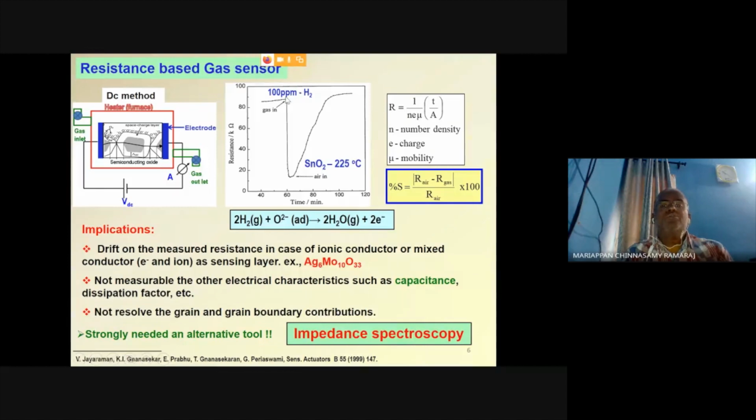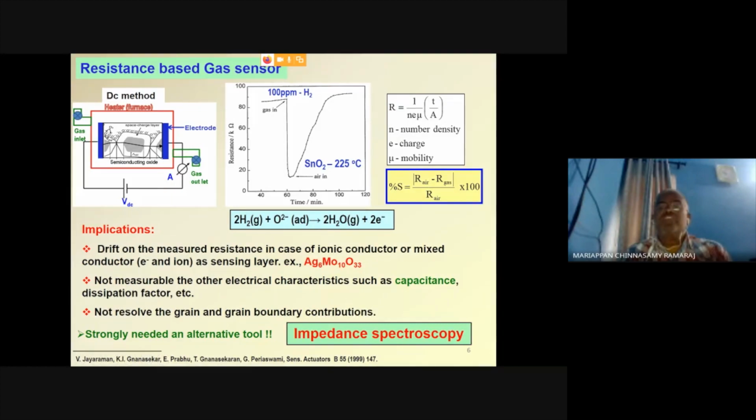Once we introduce the analyte, suppose hydrogen gas at 100 ppm, since this is an N-type semiconductor, the resistance goes down. Suddenly it drops, and then it stabilizes. This change in resistance is computed from the resistance in air and the resistance in the presence of gas, divided by the resistance in air. From this formula we can calculate the percentage response of this sensor material. Then you can vary the concentration and find out the sensitivity of the sensor.